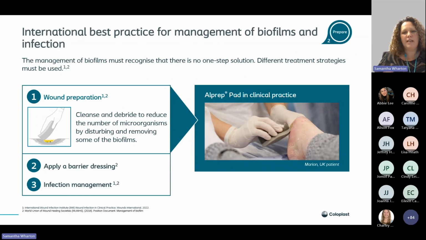And again, it's a really good way of providing mechanical debridement. So that darker grey side of the pad, that disrupts and dislodges the slough and the non-viable tissue, and the lighter side absorbs and removes that debris using its unique slits. And that can support that step within that international best practice.